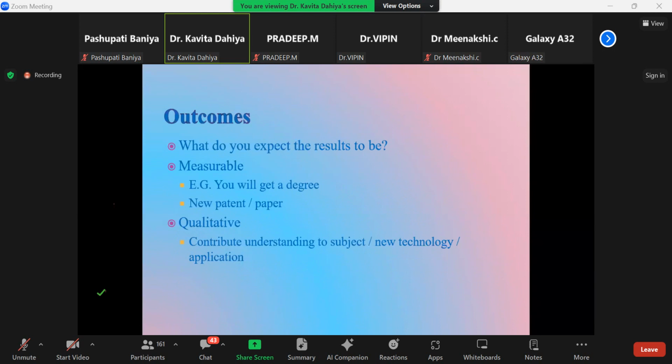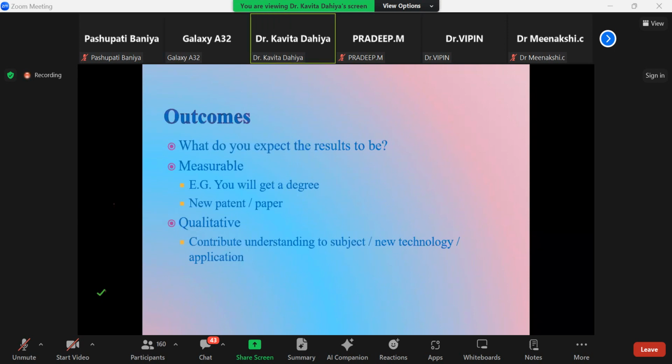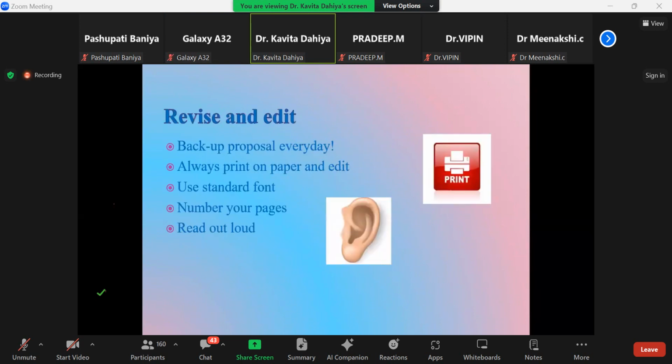Outcomes need to be understood. So what do you expect the results to be out of your study? Because the problem is giving you the solution, which is enforcing you to dig up. Outcomes need to be measurable, obviously, because if they are ambiguous, then it will not motivate you to complete the study. Another one is qualitative. It needs to contribute to understanding of the subject, new technology and applications also.